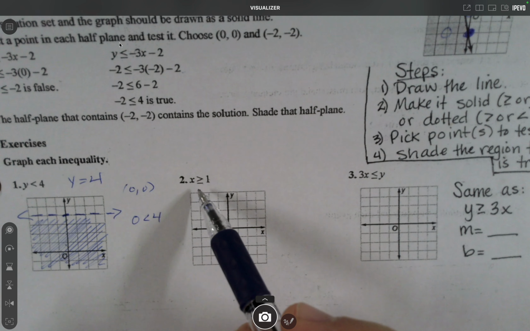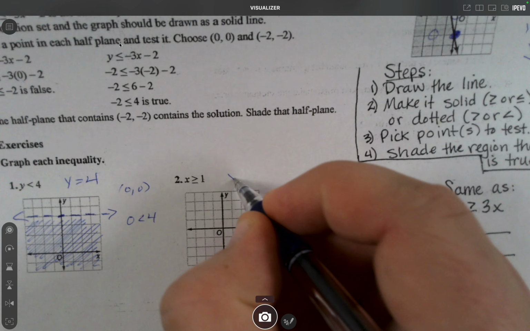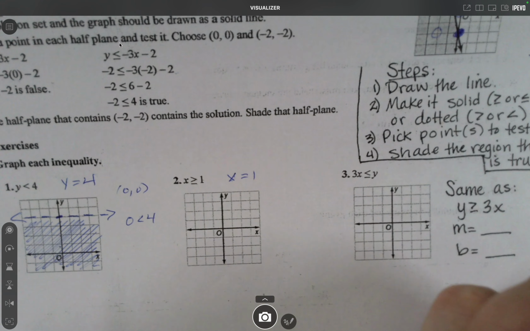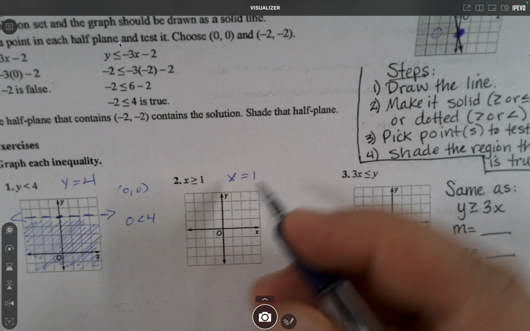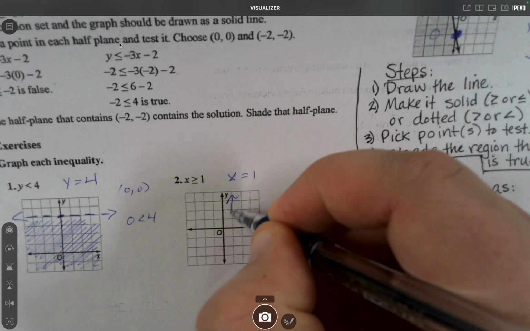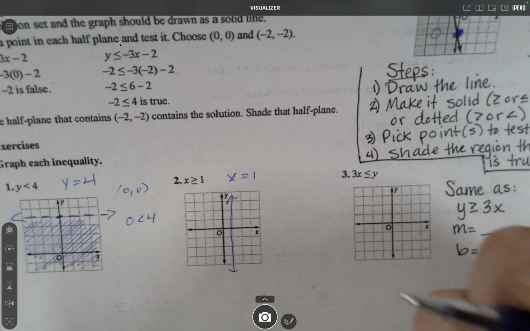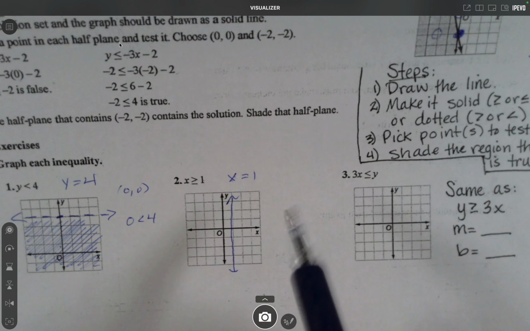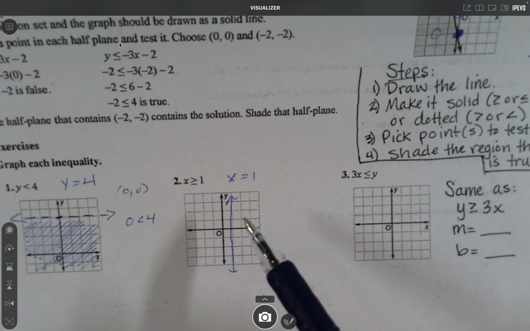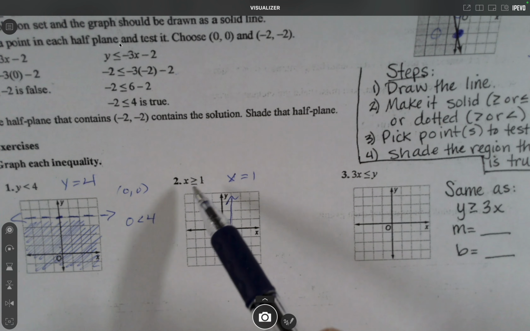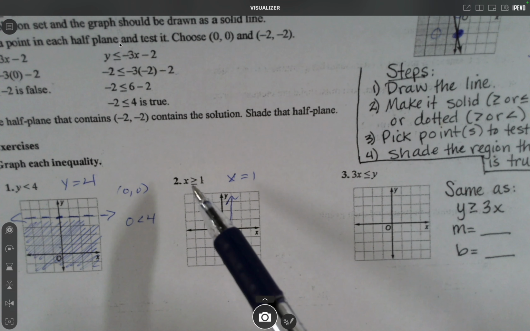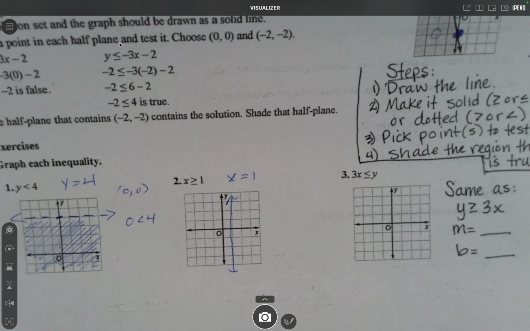This one says x is greater than or equal to 1. So remember, we will graph x equals 1. Just like y equals a number is a horizontal line, x equals a number is a vertical line. And I did draw a solid line. Thankfully, that was the correct thing to do. It's correct because we have a greater than or equal to 1.